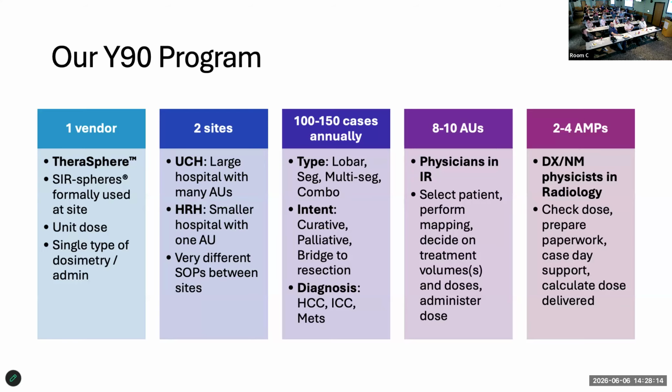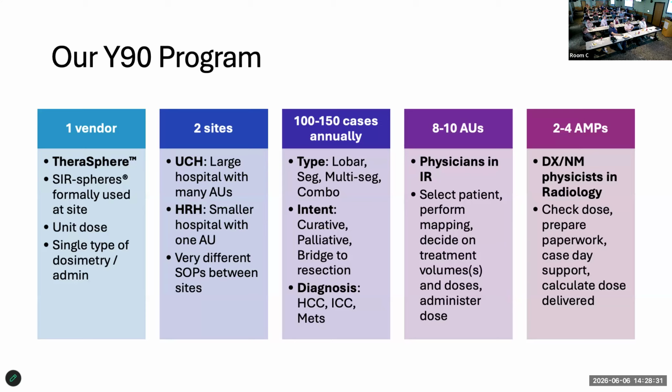We serve 2 sites, as I mentioned, a large academic hospital where there's many AUs, as well as a smaller hospital where there's 1 AU. I'm only going to be talking about the large academic hospital. The smaller hospital is much closer to what normal AMPs will be dealing with.